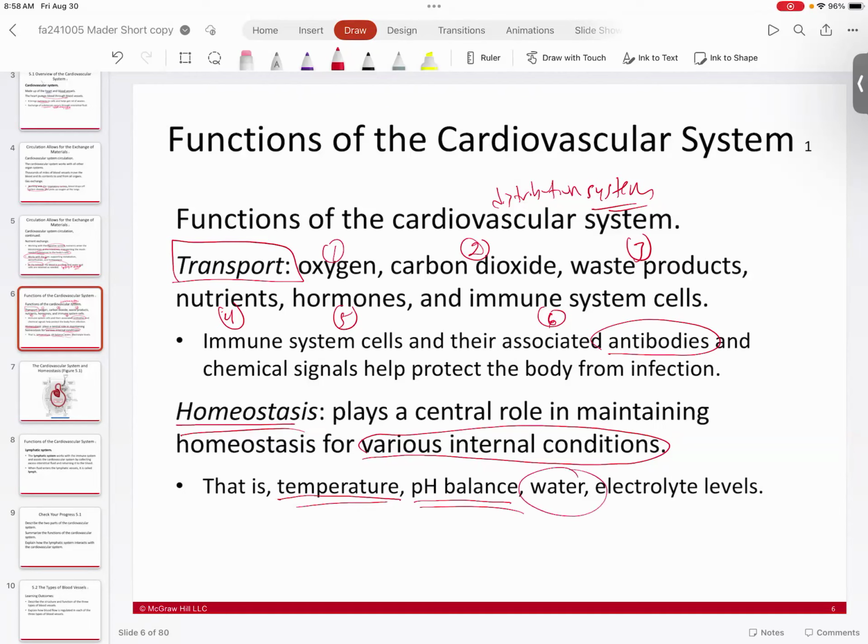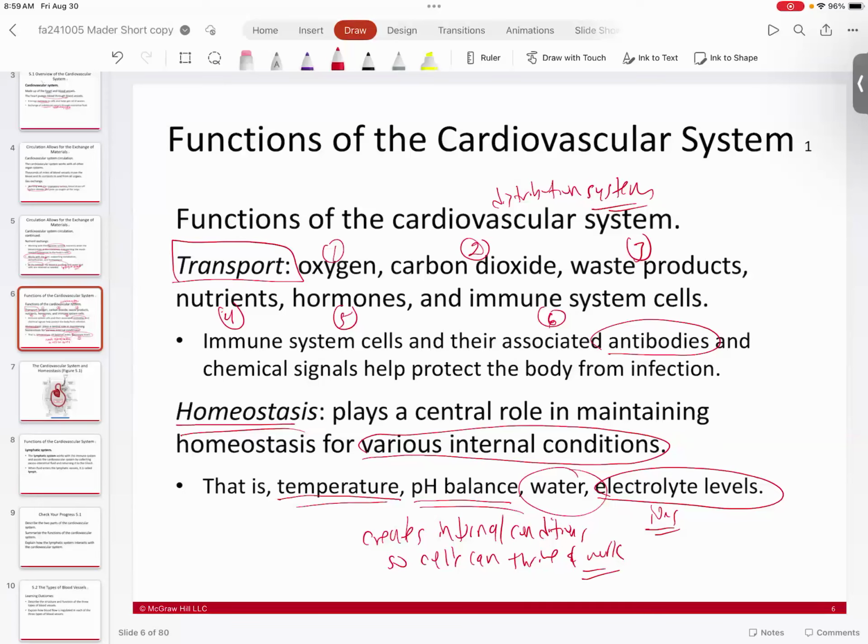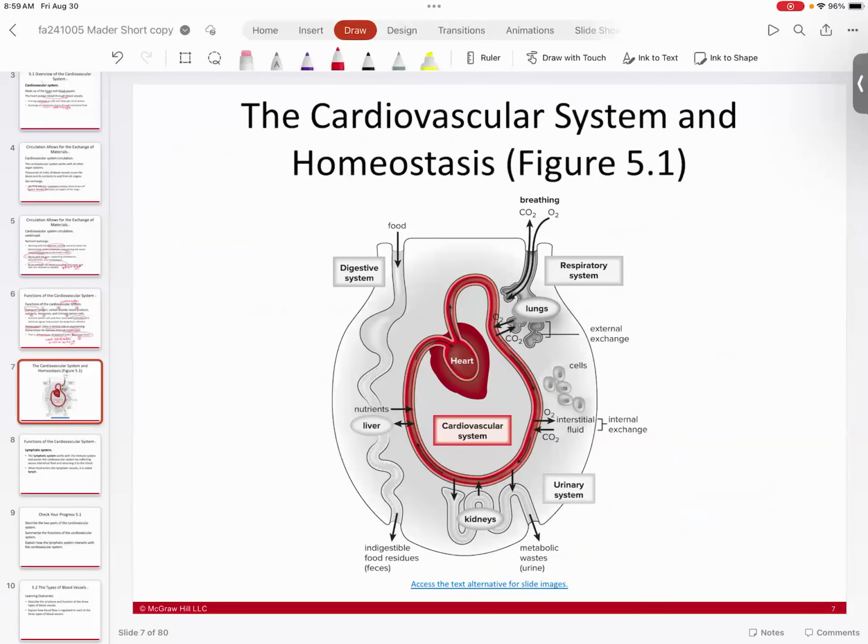Your water balance, right? So making sure that you're well hydrated, and that your tissues in particular are well hydrated, and also that they're receiving the types of minerals and ions that they need in order to do their job. So you can see then that the cardiovascular system is not just transport, but it's also important in creating internal conditions so your cells can thrive and work, do their job. That's what you want. This is kind of what it looks like, just a basic schematic.